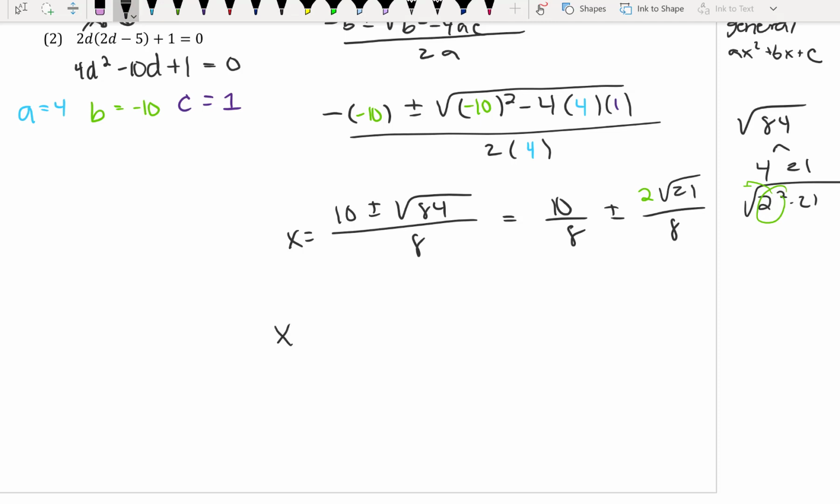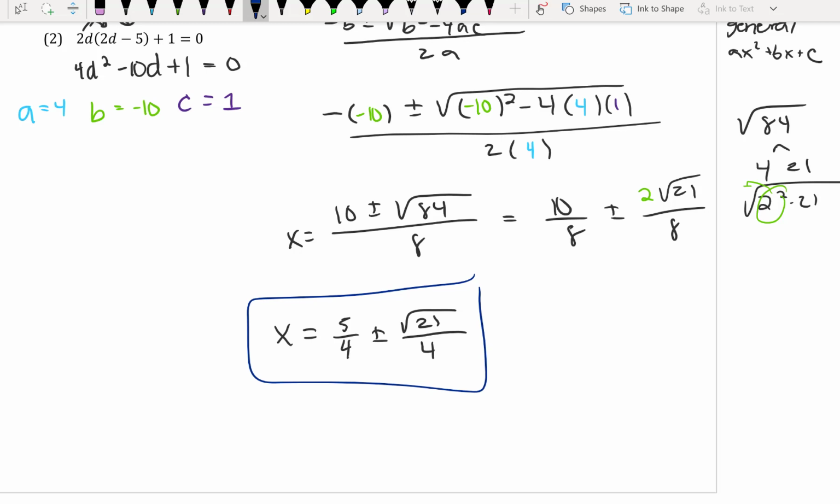So my final answer, when it's everything simplified, well, if I have 10 eighths, I divide by 2, so I get my 5/4. And if I have my 2 eighths, that's going to reduce, so my numerator stays the square root of 21, and now that new denominator is going to be a 4. So that ends up becoming my final answer.